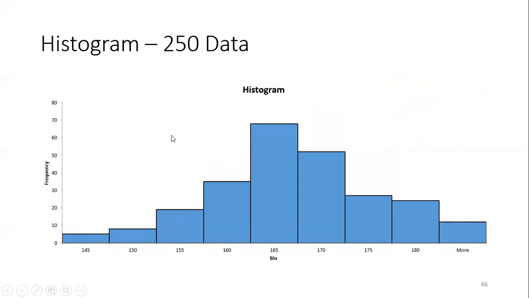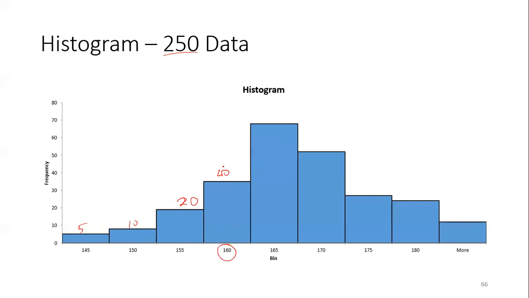Okay, so assume I have data of 250 students. The histogram is very much the same, but now the numbers change. So here I have five, I don't know, 10 here, 20 here, and so on and so forth. Again, if I ask you what is the probability that a guy coming to the class has a height between 155 and 160 centimeters, let's say this is 40.